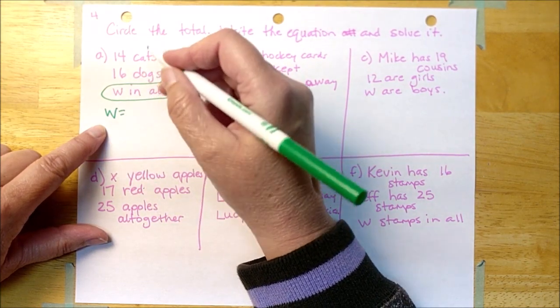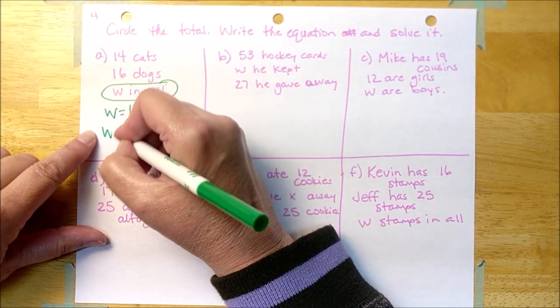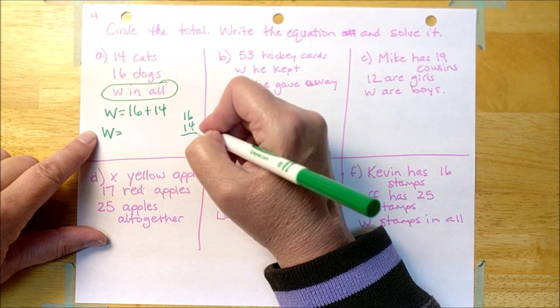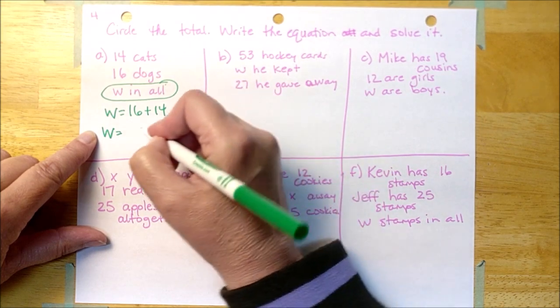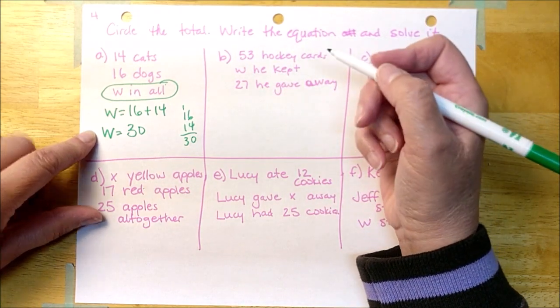So when I am looking for the total, I add the parts together. 16 plus 14, so W equals 6, 10, 30. So I have 30 animals, cats and dogs in all.